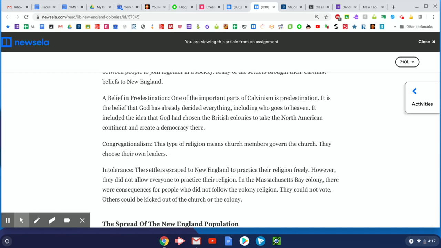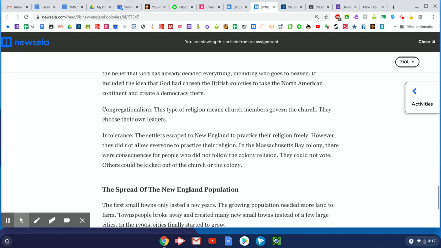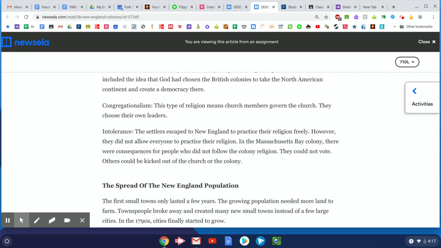Congregationalism. This type of religion means church members govern the church. They choose their own leaders. Intolerance. The settlers escaped to New England to practice their religion freely. However, they did not allow everyone to practice their religion. In the Massachusetts Bay Colony, there were consequences for people who did not follow the colony religion. They could not vote. Others could be kicked out of the church or the colony.